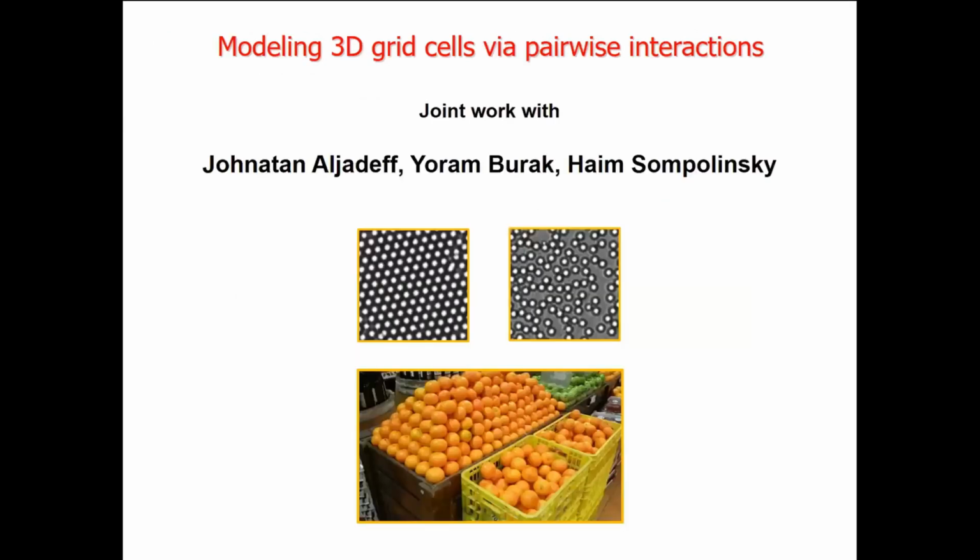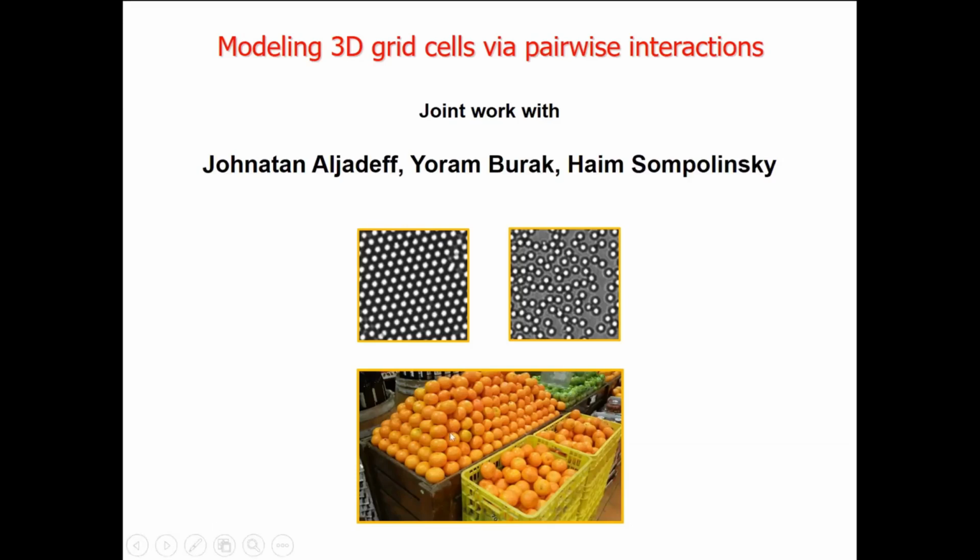So to understand this, what does it mean and how can it come about? We teamed with three theoreticians, Yonatan Al-Khadef, Yoram Burak, and Chaim Sobolinski, trying to model these results and trying to understand the difference between what happens in 3 dimensions versus 2 dimensions within one model. So in the next few slides, when I say we, it's actually they who did the work, but it's also in the published paper. We had the model results as part of the experimental paper.